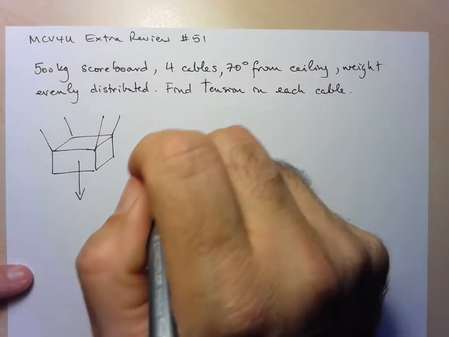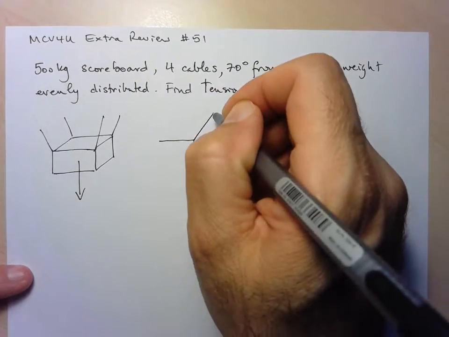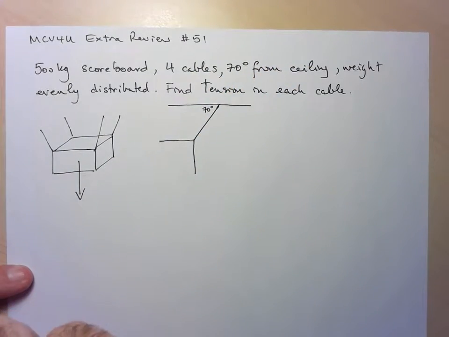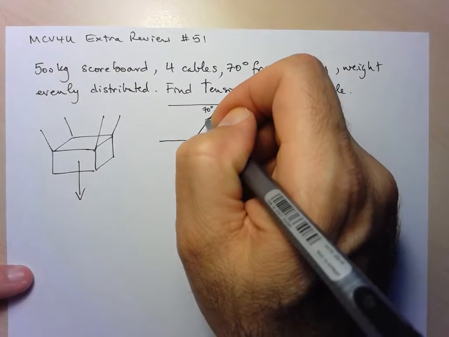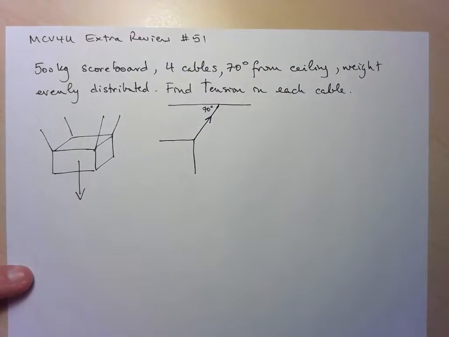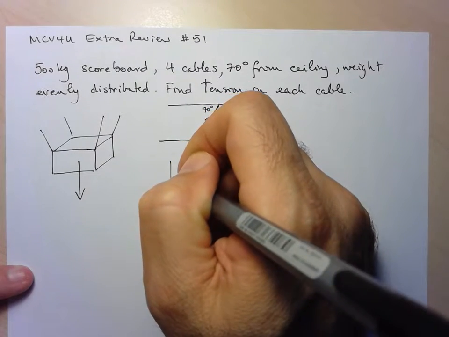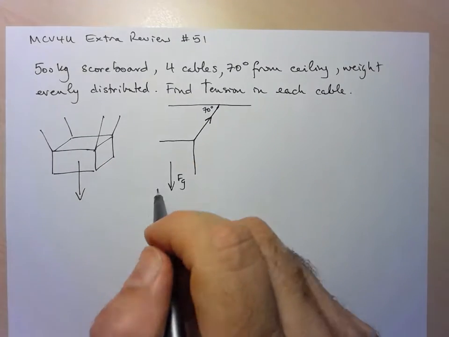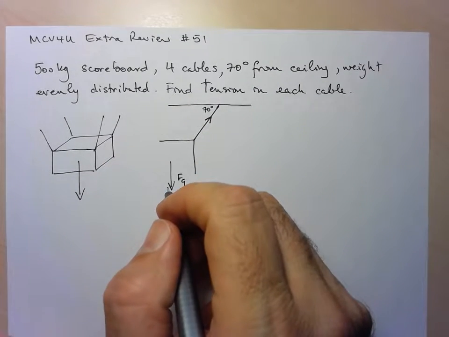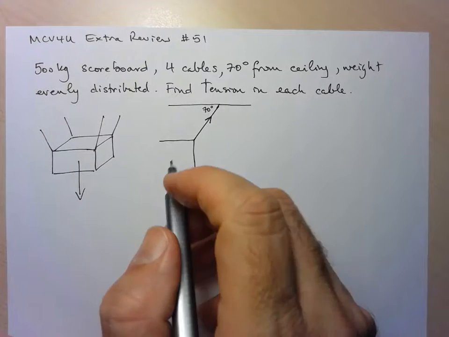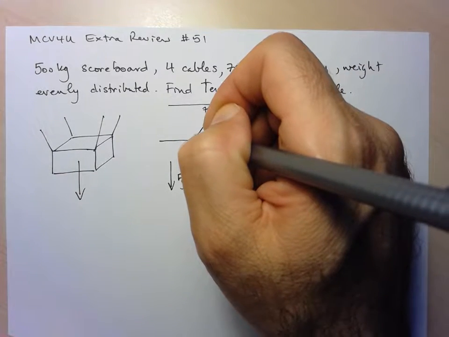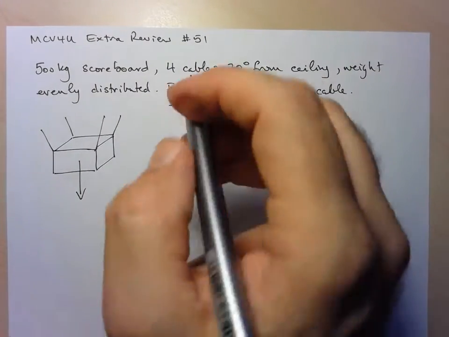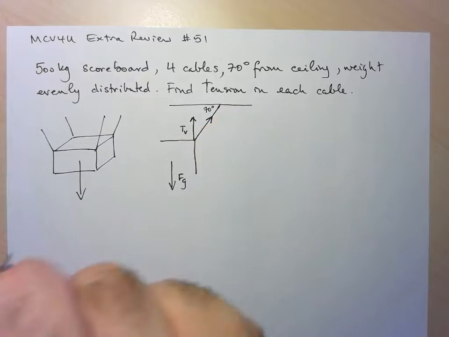So here's the corner of the scoreboard, and it's being held up by this cable, which is attached at 70 degrees to the ceiling. Okay, and there's a tension in this cable. But remember, we have our force due to gravity, so I'll just consider the magnitude here of the force due to gravity. And so what's keeping this from falling? Well, it's going to be the vertical components of the tension in the string. So this is what I'm going to try to find, the vertical component of the tension.